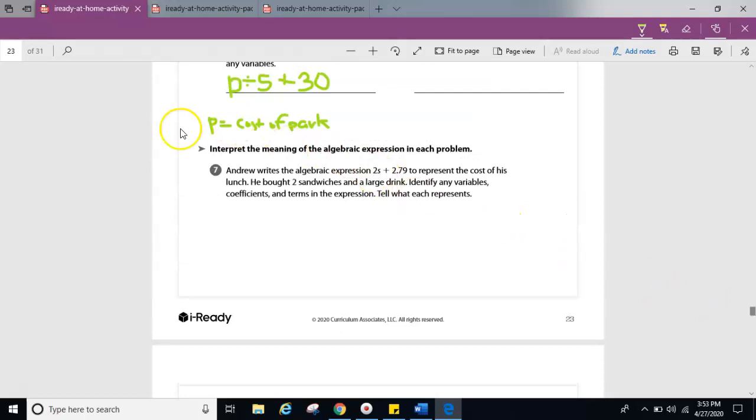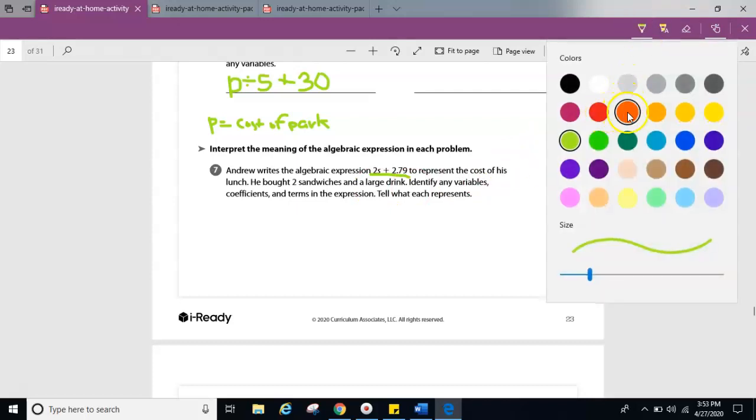Alright, interpret the meaning of the algebraic expression in each problem. We're going to determine the meaning of the algebraic expression. Andrew writes the algebraic expression 2s plus 2.79 to represent the cost of his lunch. He bought 2 sandwiches and a large drink. Identify any variables, coefficients, and terms in the expression. Tell what each represents. So variables, we'll start with that.